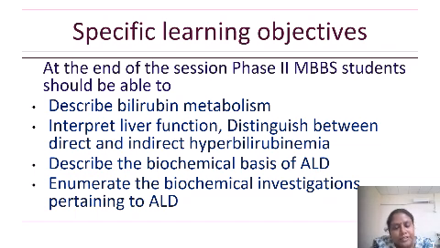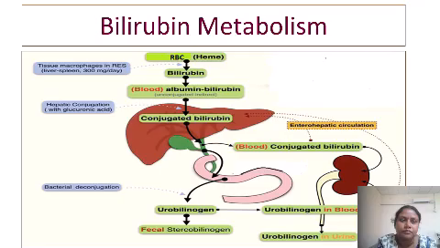At the end of the session, Phase 2 MBBS students should be able to describe bilirubin metabolism, interpret liver function, distinguish between direct and indirect hyperbilirubinemia, describe the biochemical basis of alcoholic liver disease, and enumerate the biochemical investigations related to alcoholic liver disease. So to understand the development of alcoholic liver disease, we need to know the bilirubin metabolism and the alcohol metabolism in detail.